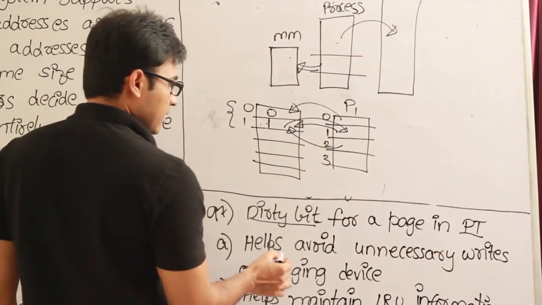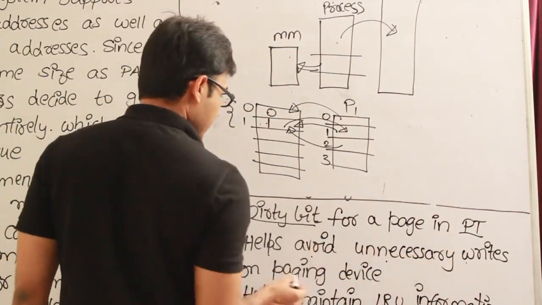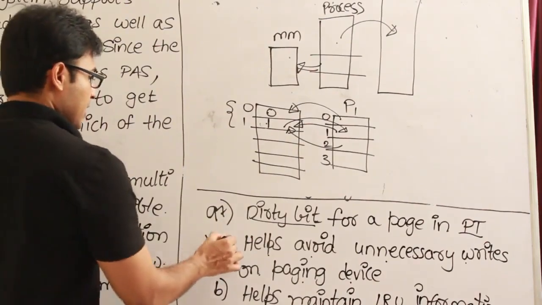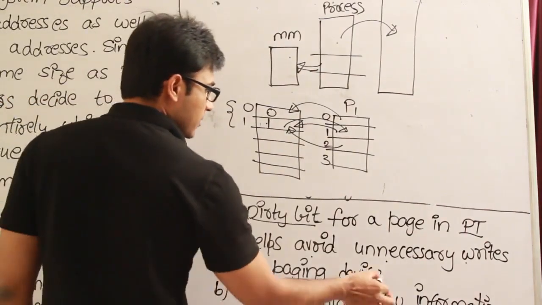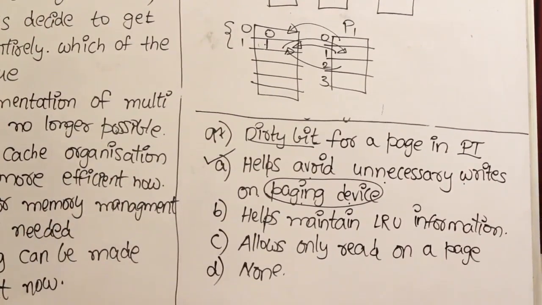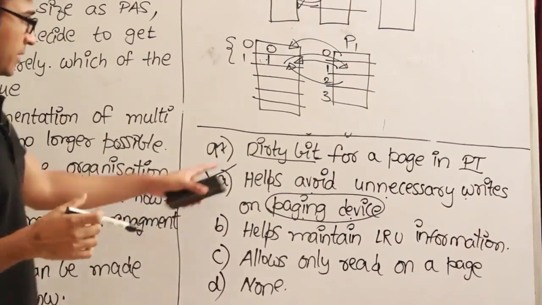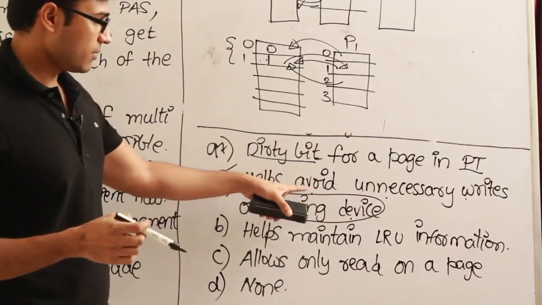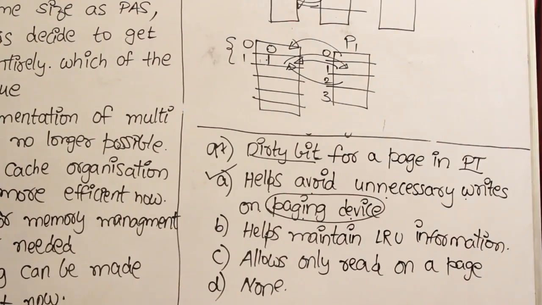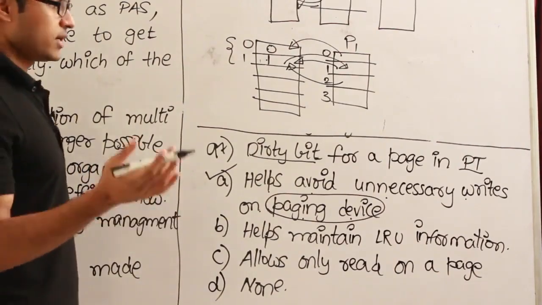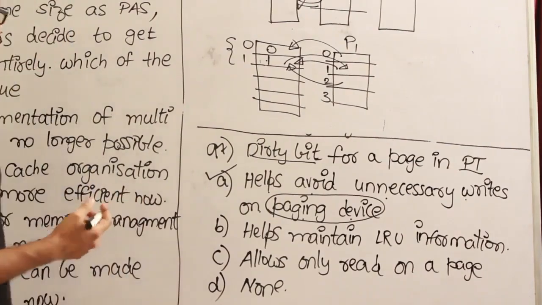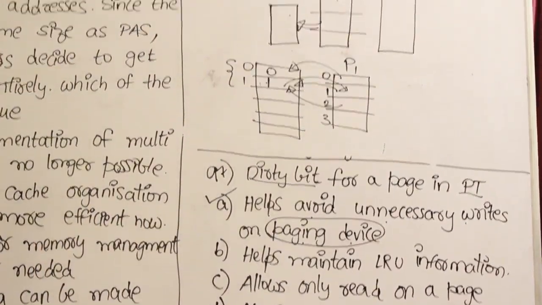Now what is it that they are saying? Dirty bit helps avoid unnecessary writes on the paging device. Obviously it helps avoid unnecessary writes, but I didn't really understand what they mean by the paging device. I have never come across this word, paging device, but anyway, the dirty bit's main advantage is to avoid unnecessary writes. What are unnecessary writes? If a page is never modified, you can directly overwrite on that, or you need not write back onto the old page. Okay, next one.